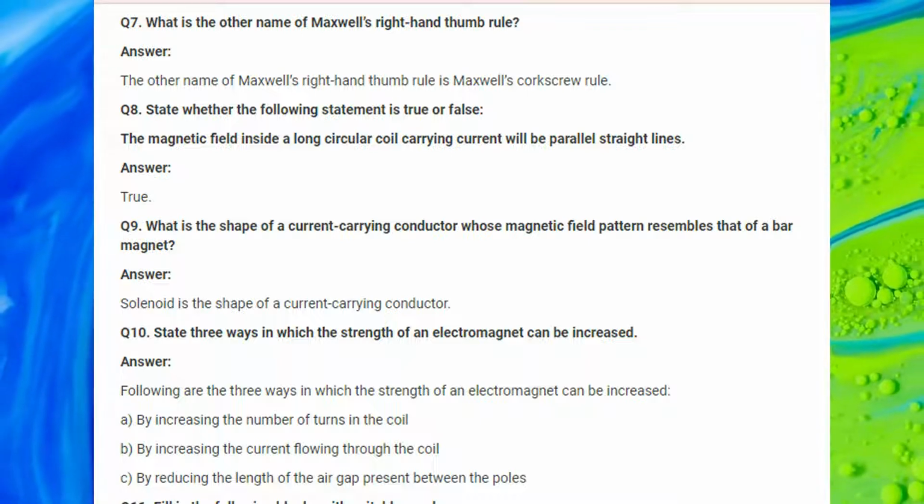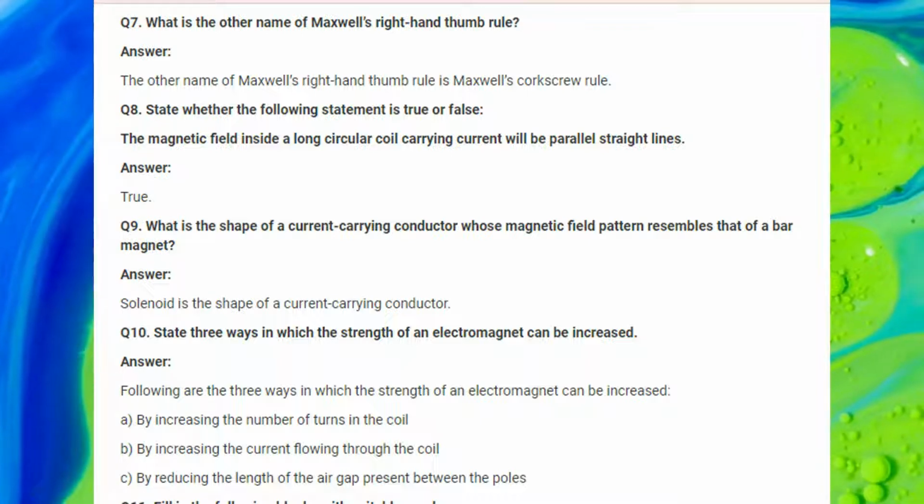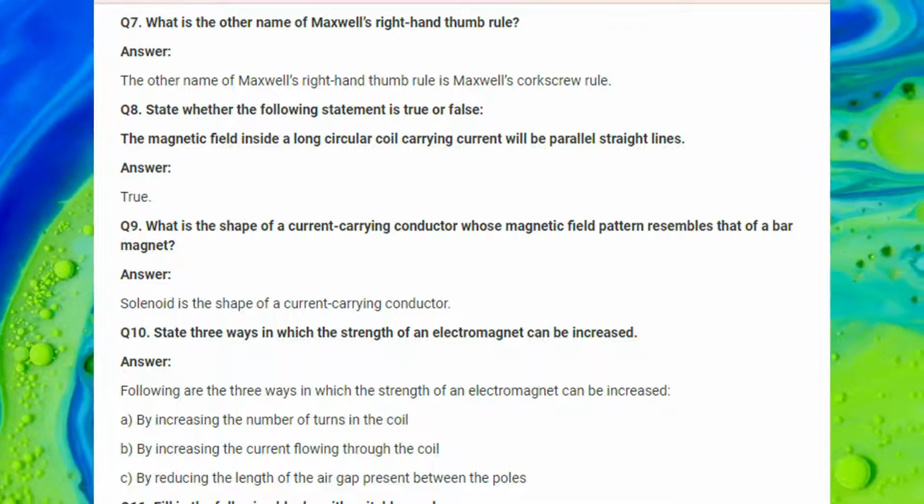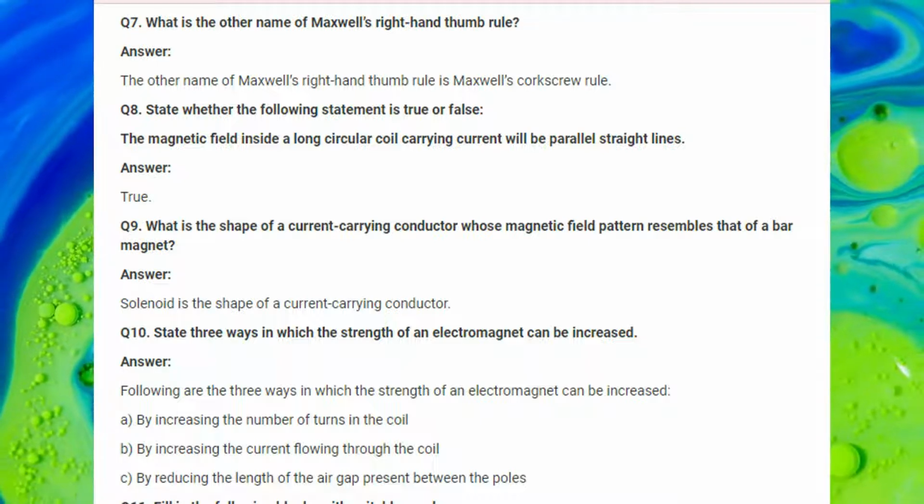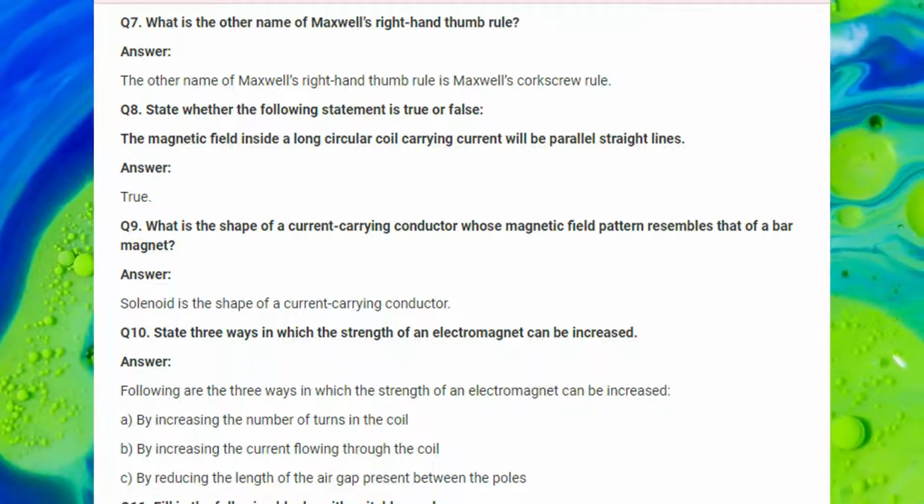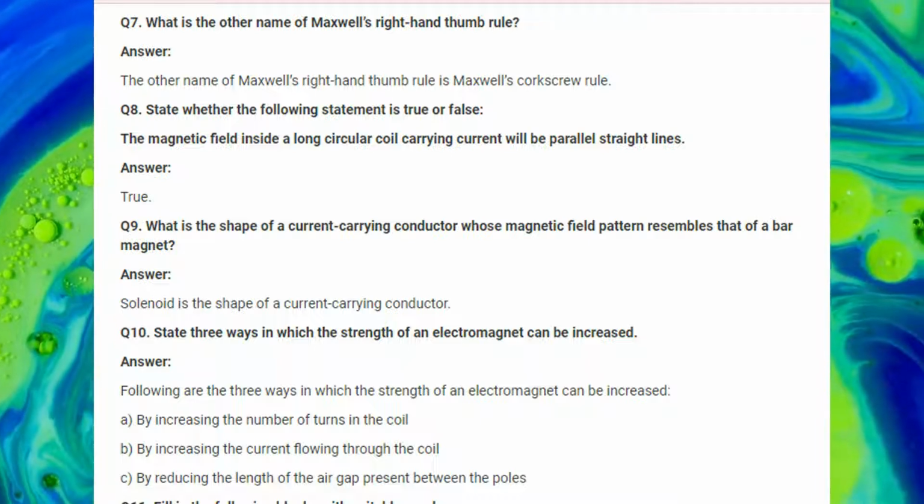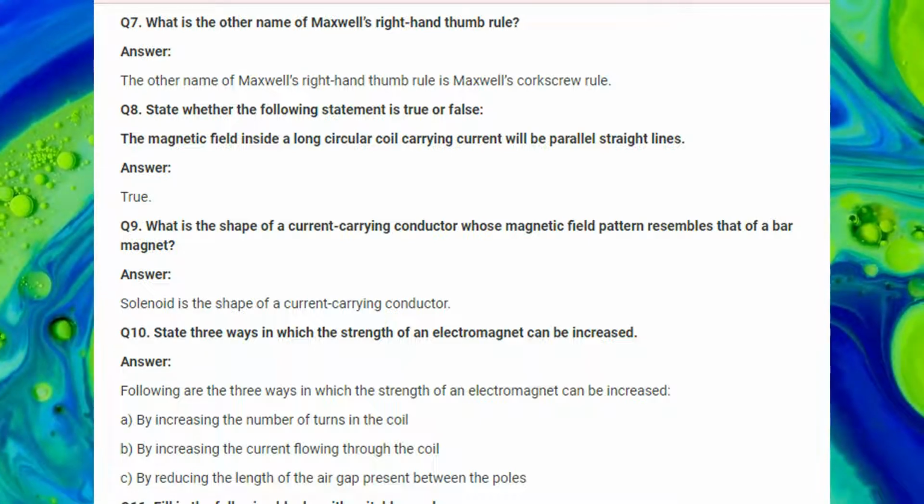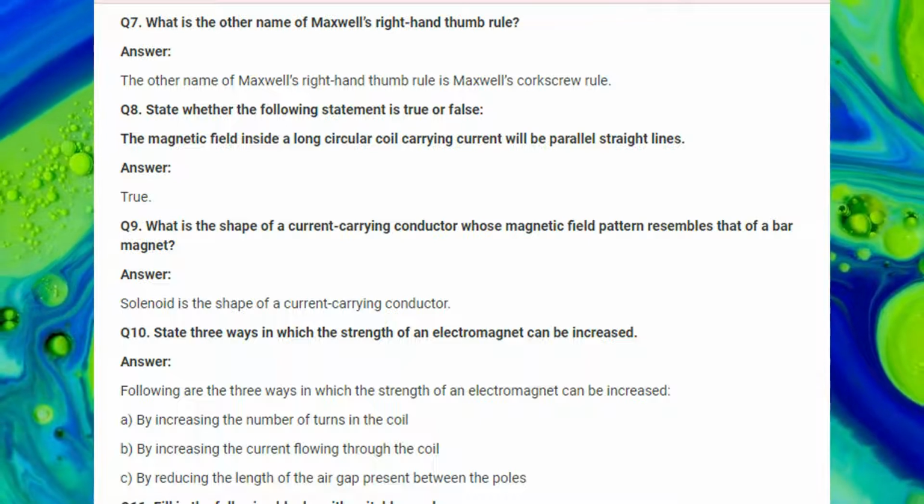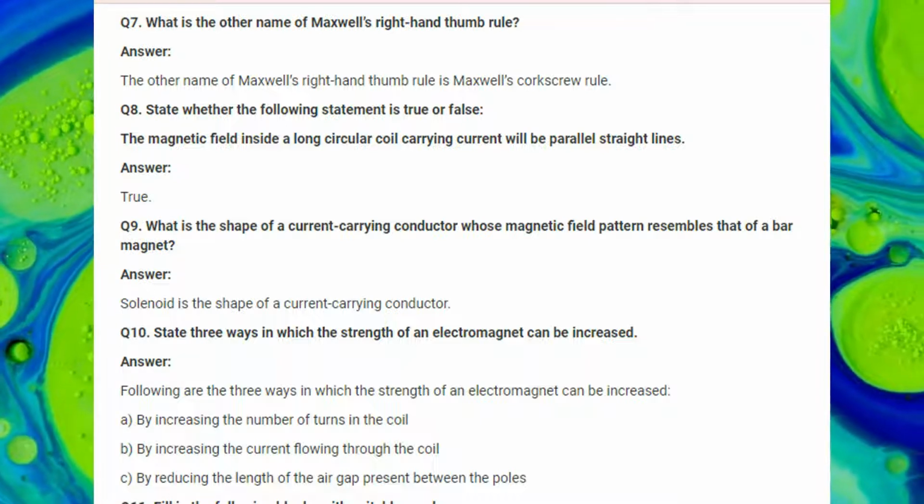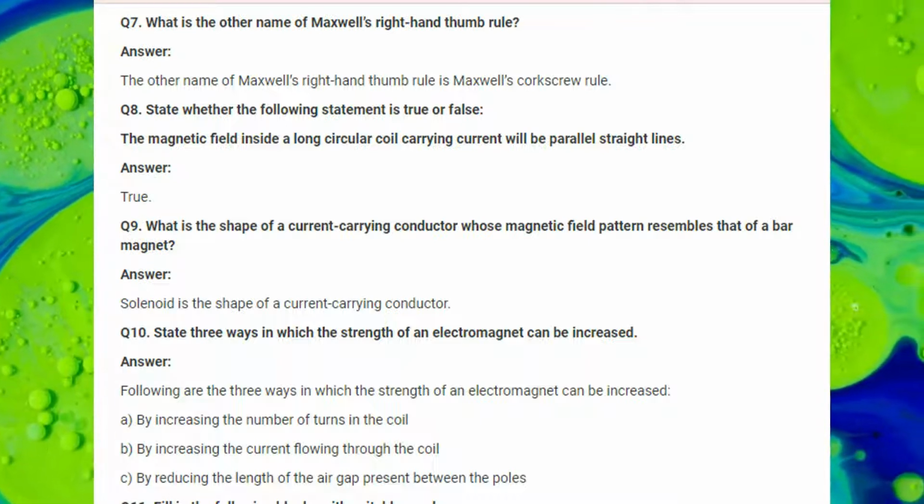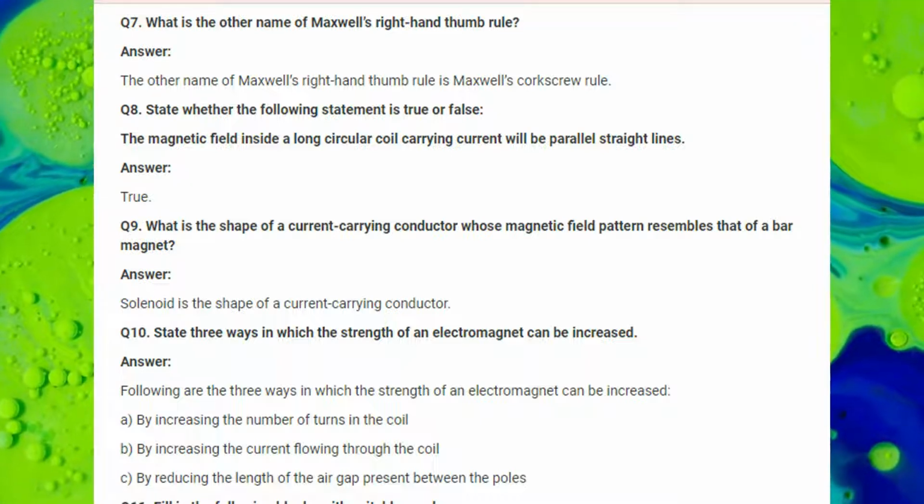Q8. State whether the following statement is true or false. The magnetic field inside a long circular coil carrying current will be parallel straight lines. Answer: true. Q9. What is the shape of a current-carrying conductor whose magnetic field pattern resembles that of a bar magnet? Answer: solenoid is the shape of a current-carrying conductor.